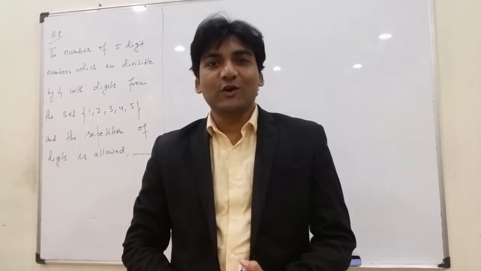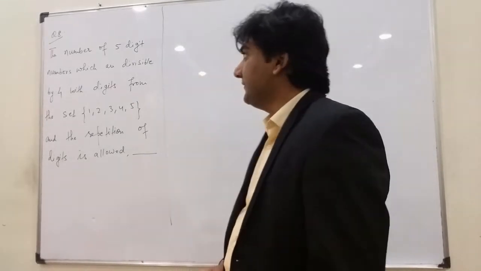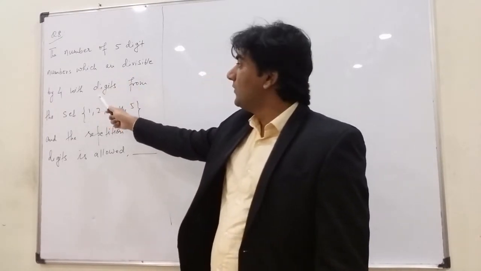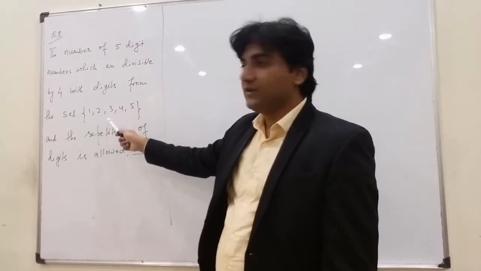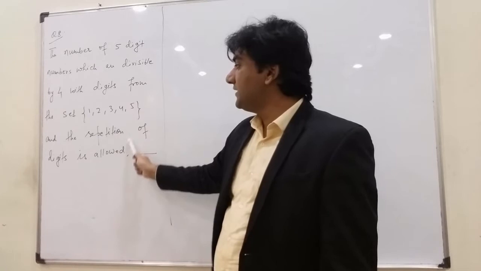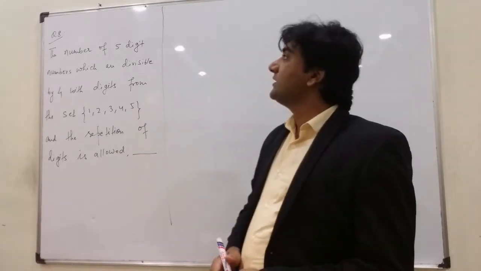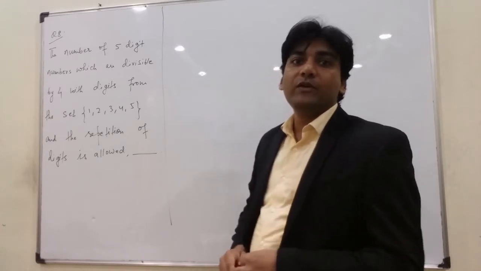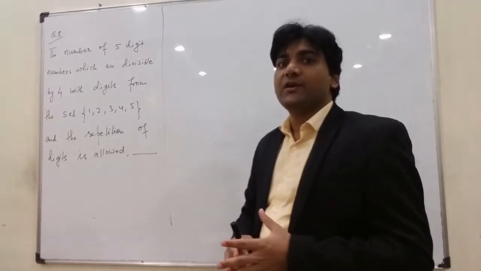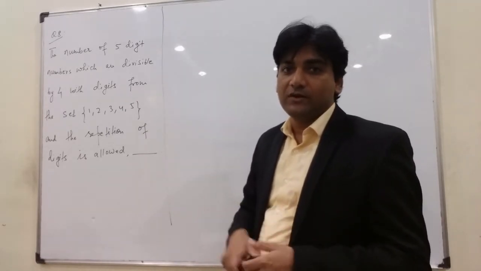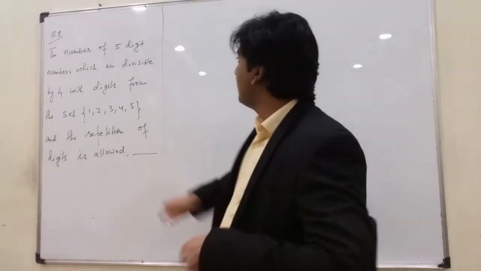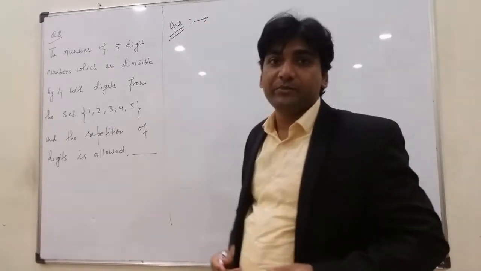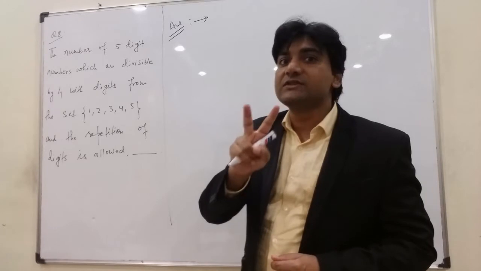Now we are going to solve question number 8, JEE Advanced 2018. The number of 5-digit numbers which are divisible by 4 with digits from the set 1, 2, 3, 4 and 5, and the repetition of digits is allowed. So here we need to form 5-digit numbers which are divisible by 4. So now we will remember those properties where numbers are divisible by 4. If I recall, for numbers which are divisible by 4, the last 2 digits are also divisible by 4.